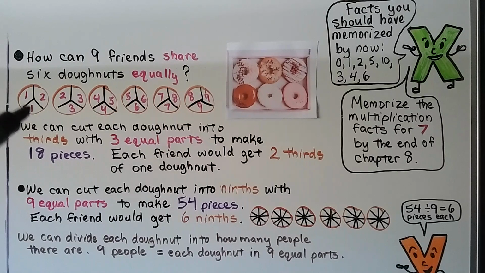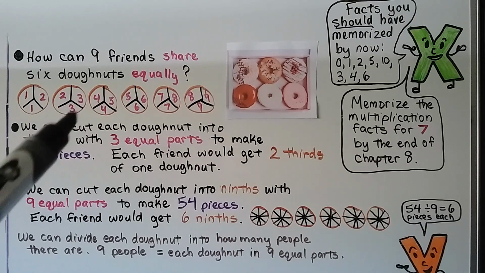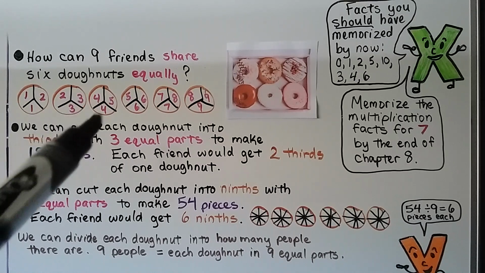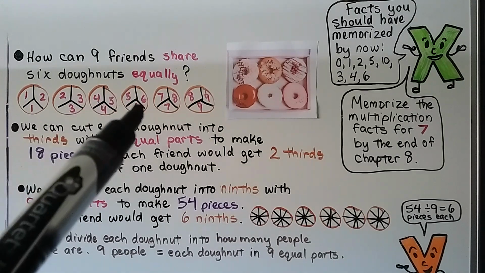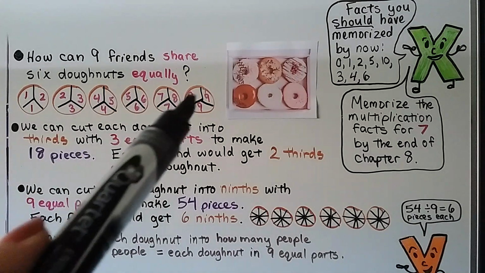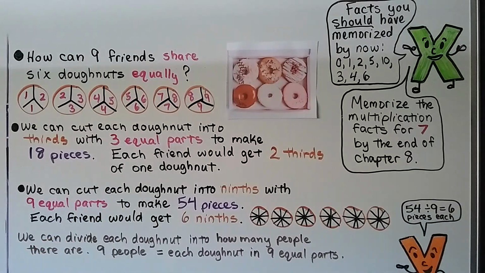That would be the first friend. That's 2/3. We have a third and a third. That's for the second friend. We have another 2/3. That's for the third friend. We have 2/3 for the fourth friend, 2/3 for the fifth friend, sixth friend, seventh friend, eighth friend, and 2/3 for the ninth friend. They would each get 2/3, and we could split the 6 donuts between 9 friends, and everyone would get an equal share.